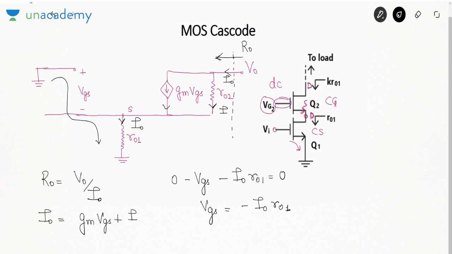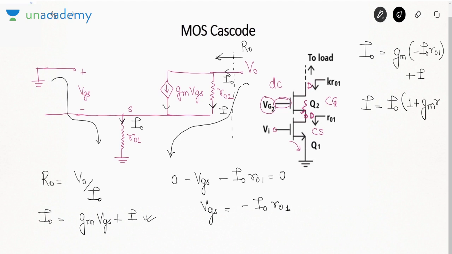But I also want the value of V0. For V0, I will apply KVL like this. But before that, I need to find the value of I. That I can find from this equation. I0 is GM VGS. VGS I will write as minus I0 R01 plus I. So I is I0 (1 plus GM R01).